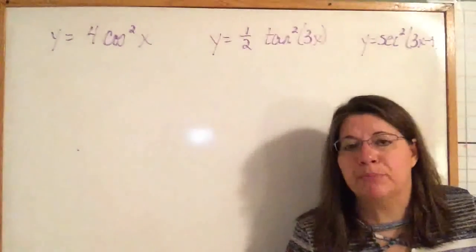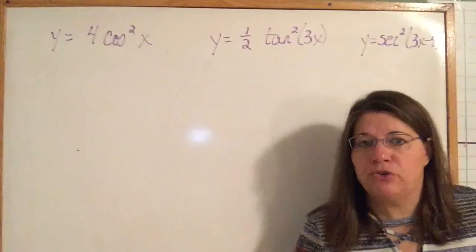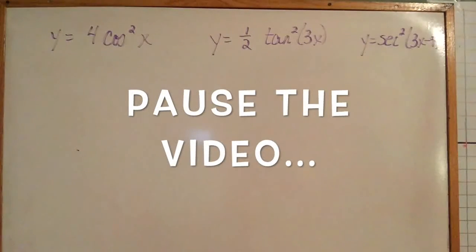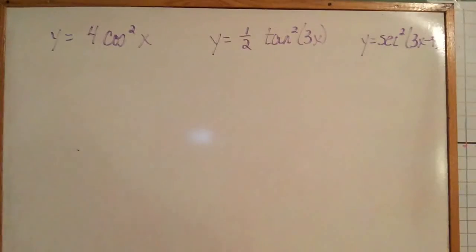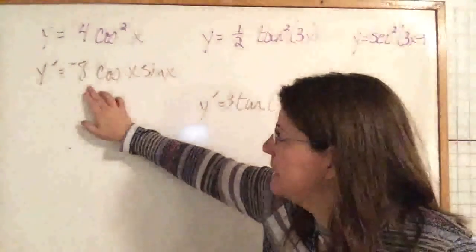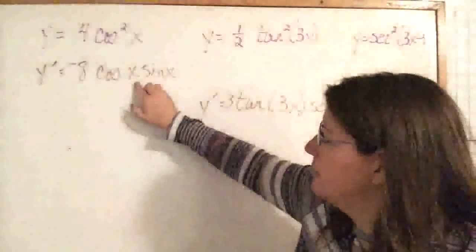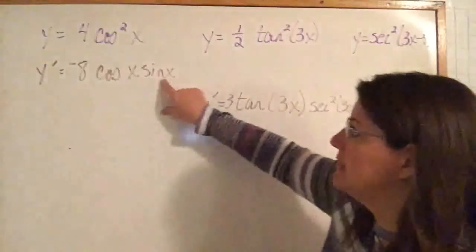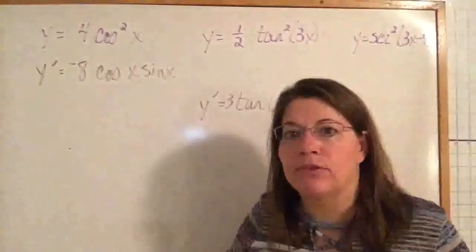Here are 3 trig problems involving the chain rule. I want you to do those on your own, and then we'll go over the answers in a minute. Here are the answers to the first two. 2 times 4 is 8. We keep the cosine x. Then we take the derivative of cosine x, which is negative sine x, giving us this final answer.